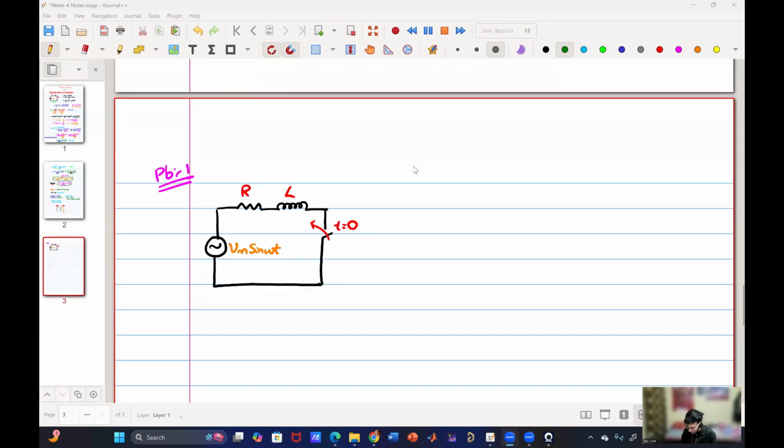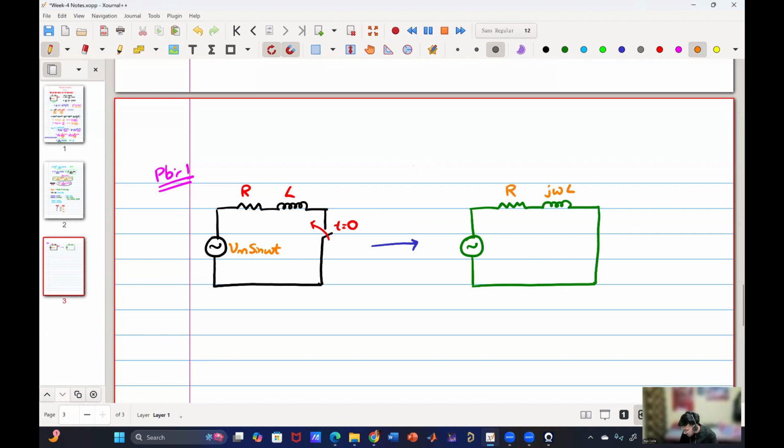So let us convert this into phasor. I'm redrawing it in phasor. So the resistor will be R, and the inductor will be j omega L. This is my R, this is my j omega L, this is my Vm angle minus 90 degrees, and this is my I. So now we can solve it like a DC circuit.